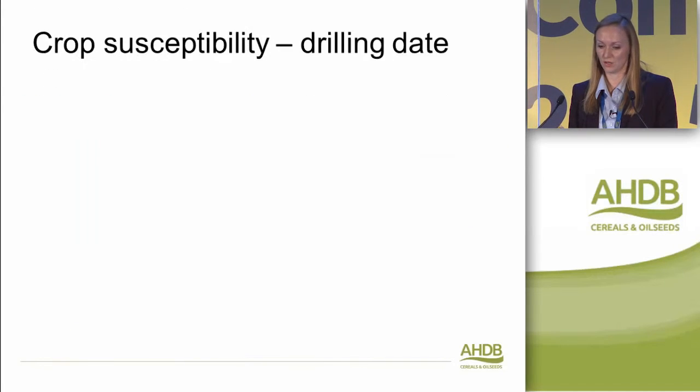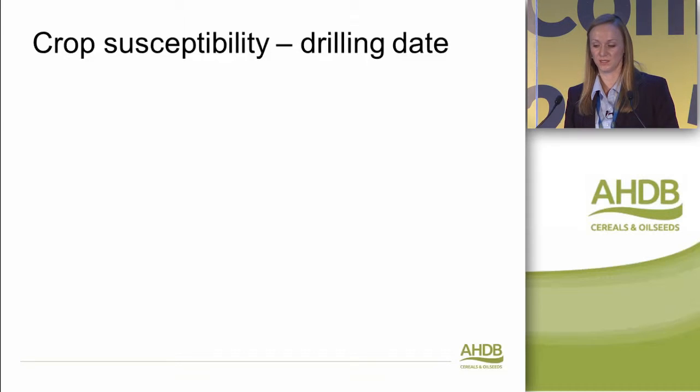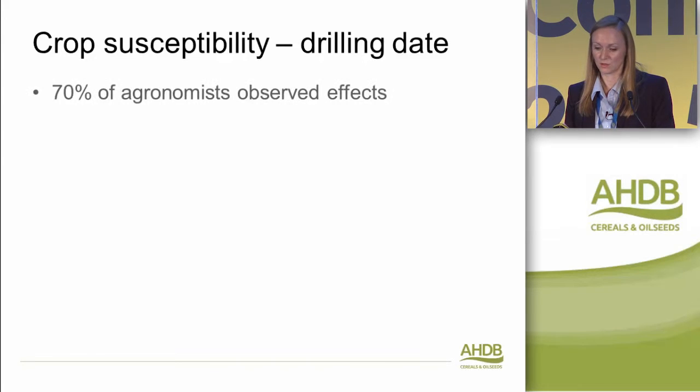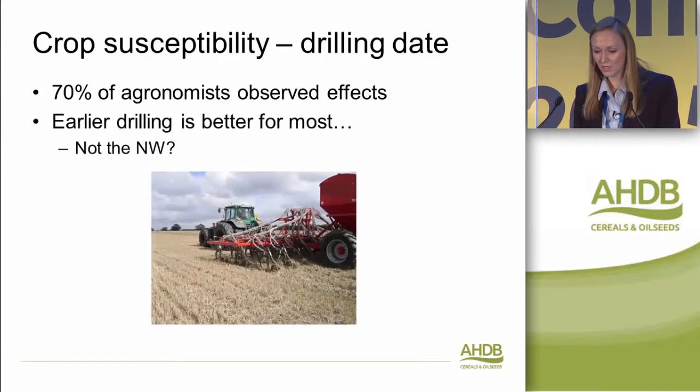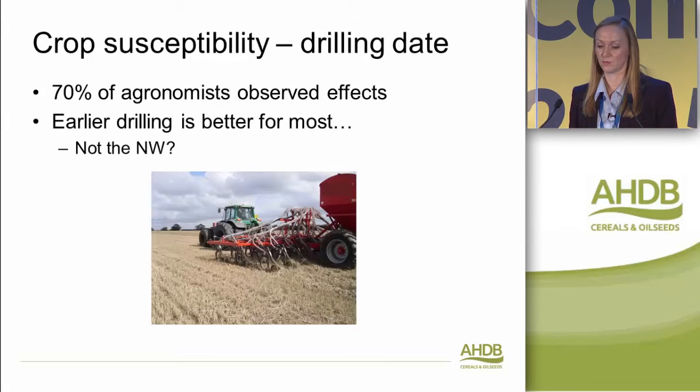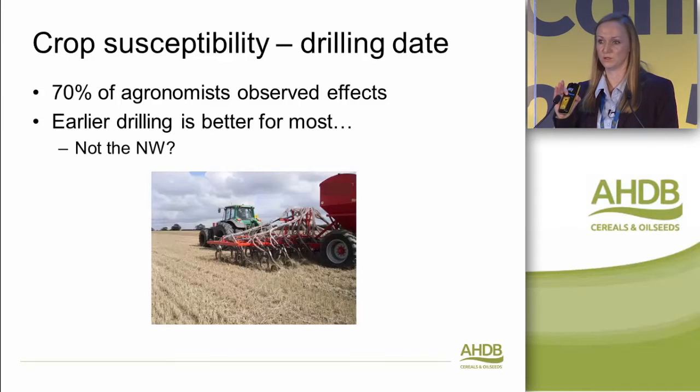Other things we also asked was about the crop susceptibility. So one of the key things that we asked them was about the drilling date. And what they came back with, 70% of agronomists observed an effect related to the drilling date. And not surprisingly, most came back that they thought earlier drilling was better as the crop was able to get away before the migration of the beetles came in. Those who said that mainly came from the east, so it was agronomists from the southeast all the way up the band up to East Yorkshire who noted that.